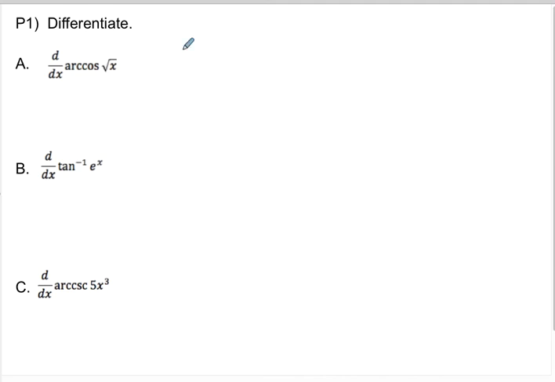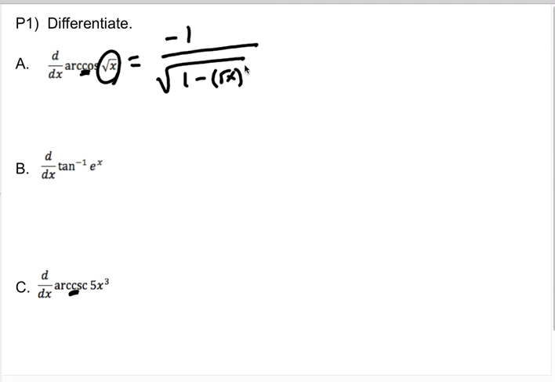Go ahead and differentiate. Again, notice that when you have a co-function like cosine or cosecant, you're going to end up with a negative there, right? So pause me if you want. So when I differentiate arc cosine, I'm going to get a negative 1 over the square root of 1 minus whatever's inside my arc cosine squared, right? And then I'm going to times by the derivative of this.